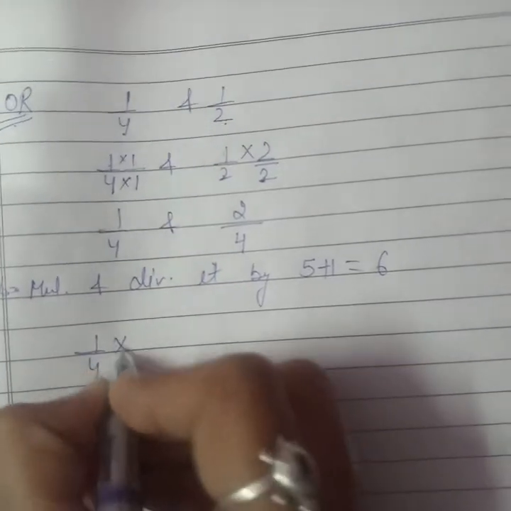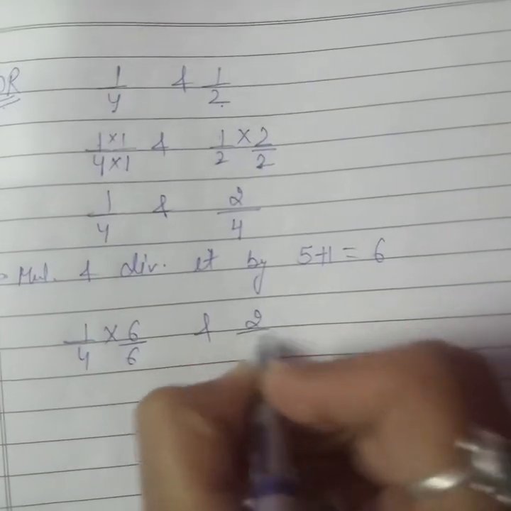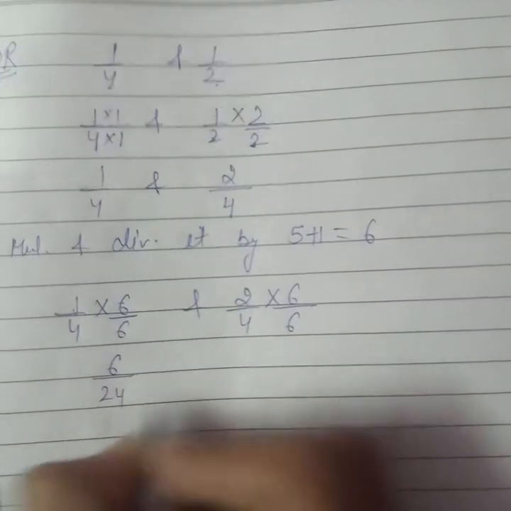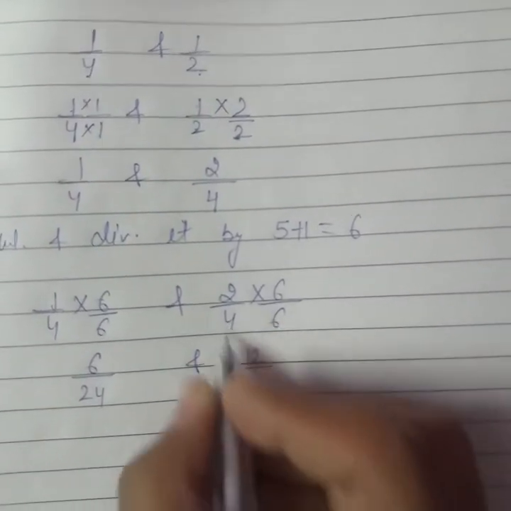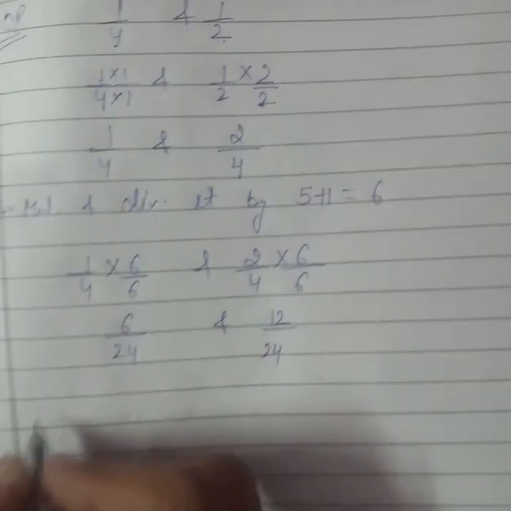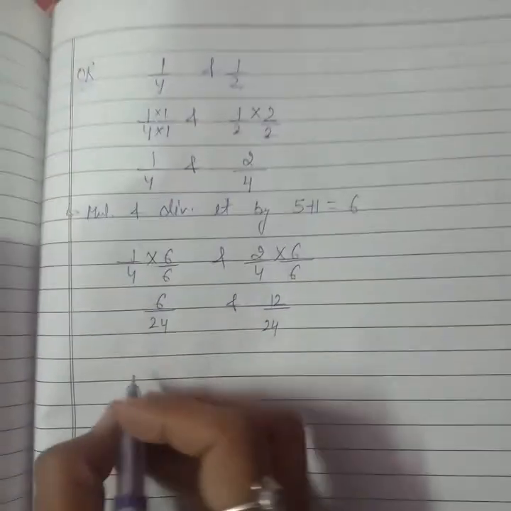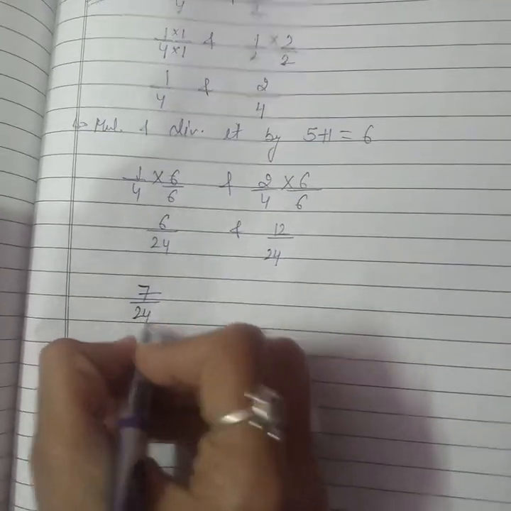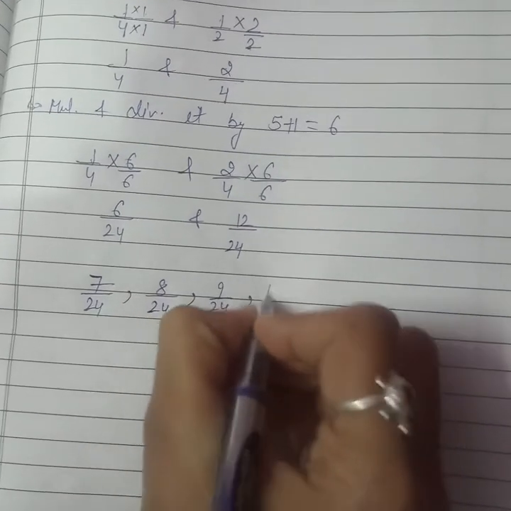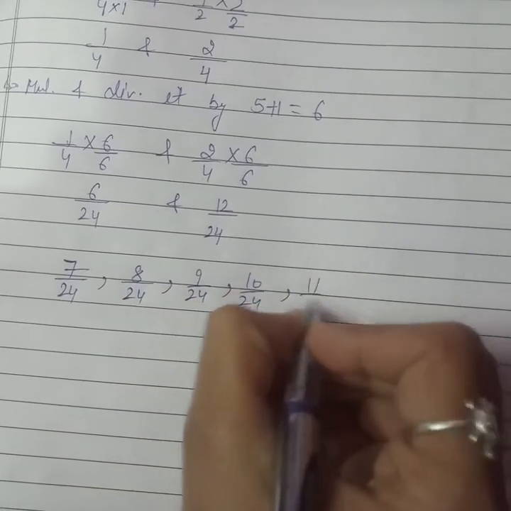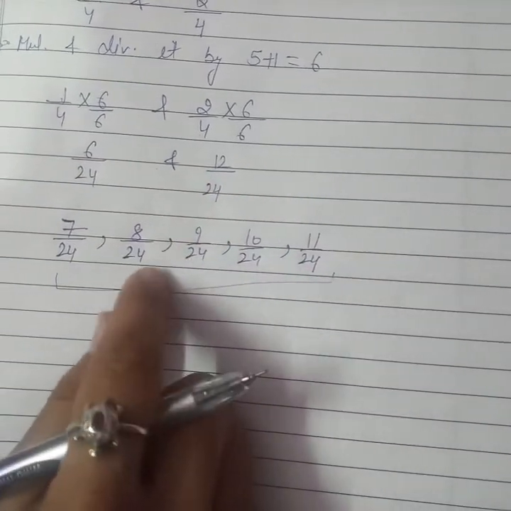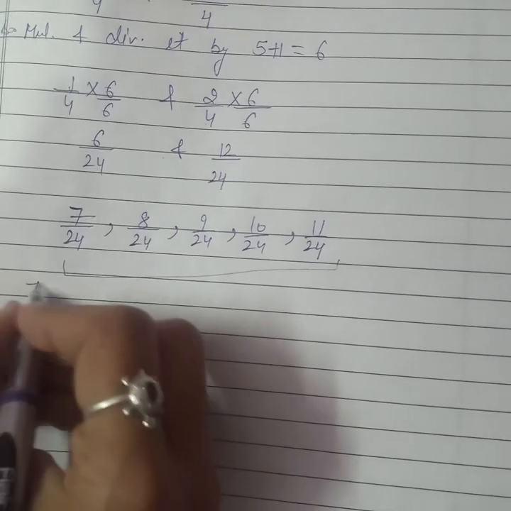Now 1 by 4 into 6 by 6 and 2 by 4 into 6 by 6. 6 ones are 6, 6 fours are 24, 6 twos are 12, 6 fours are 24. Now again the denominator becomes the same, so you can write any number between these numbers, that is 7 by 24, 8 by 24, 9 by 24, 10 by 24, 11 by 24. These are the 5 numbers that lie between 1 by 4 and 1 by 2.